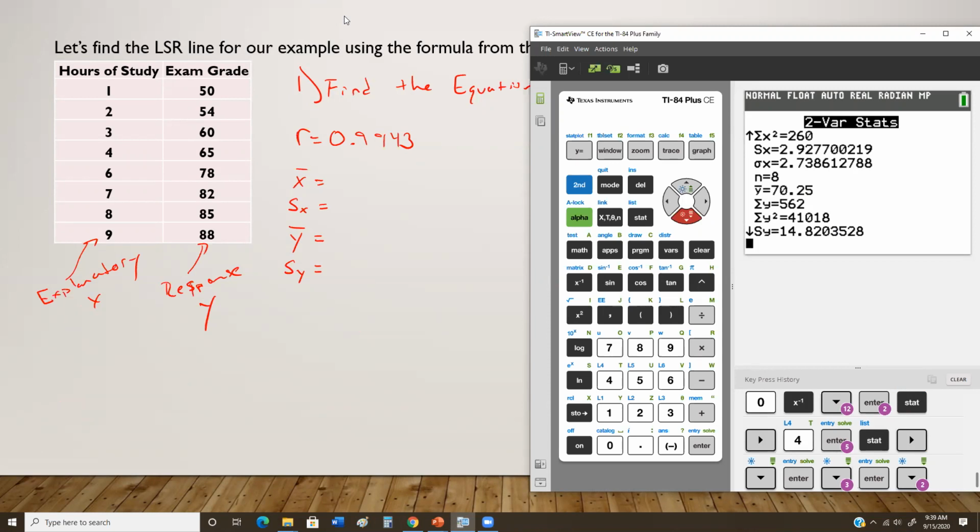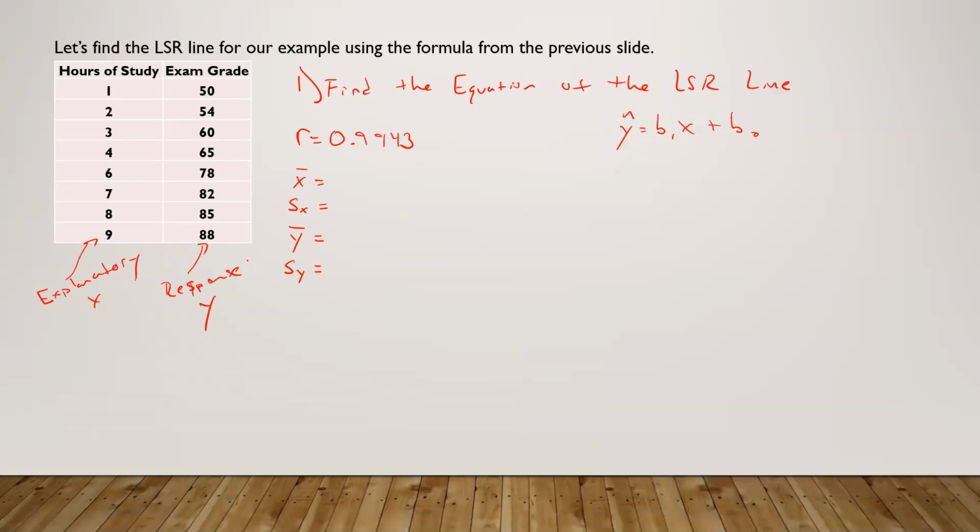So I'm gonna go write this stuff down for us over here. x bar from our calculator was 5. The standard deviation was 2.9277. The average exam score was 70.25. And the standard deviation for exam scores was 14.8204.